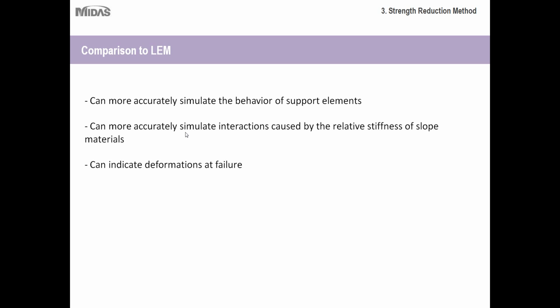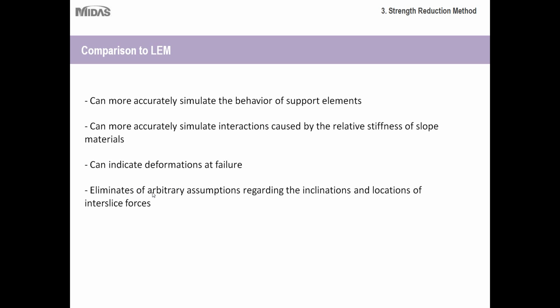It can indicate deformations of failure. So for whatever reason you want to simulate what your slope will look like or how it will deform, you can do that with a strength reduction method. However, with the limit equilibrium method, as I said previously, the only thing that you can really calculate accurately is the factor of safety. With the strength reduction method, you can calculate the factor of safety in addition to behavior of support elements, stiffness of slope materials, as well as deformations. So that's one of the key things to remember: with the strength reduction method, it's a bit of extra work to do, but you do have access to a wider array of results.